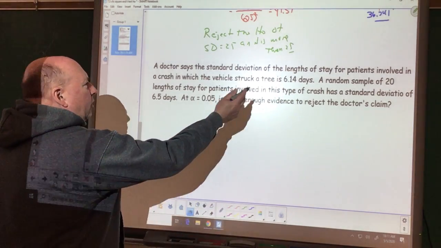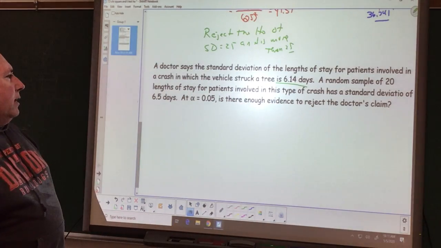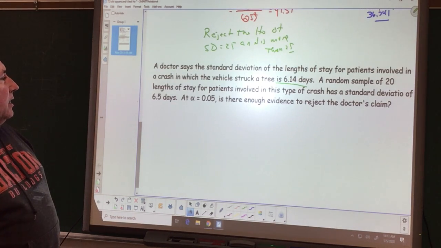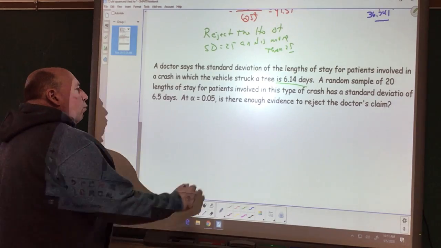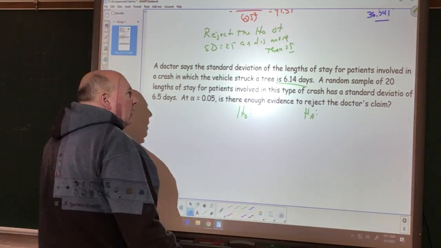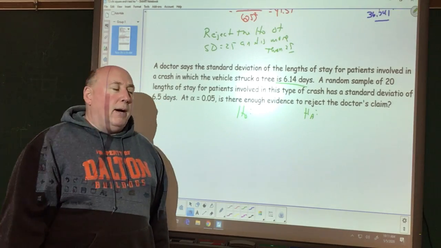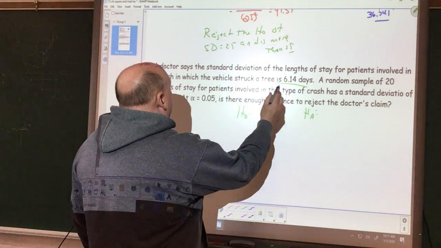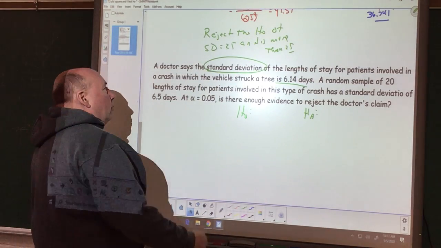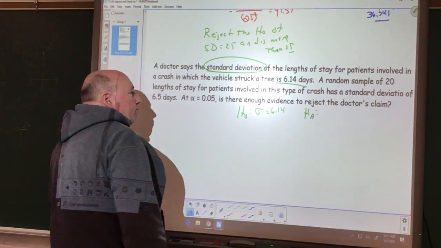So I take a look at the doctor saying it is 6.14 days. And they're not really saying anything else other than it is 6.14 days. So if I'm writing my null and my alternate hypothesis, equality always goes with the null hypothesis. And we're looking at the idea of standard deviations. So we have sigma is equal to 6.14 days.